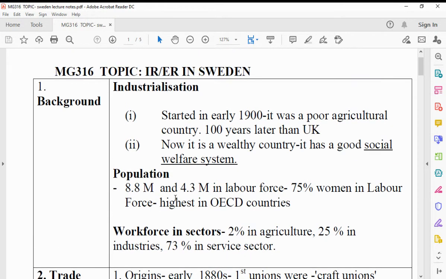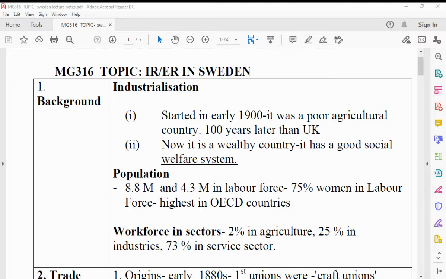So let's move on to the IR actors and ER actors. So how many ER and IR actors are there? If you recall, there are three ER and IR actors. And what are these three actors? Please note that we are using the term ER and IR interchangeably.